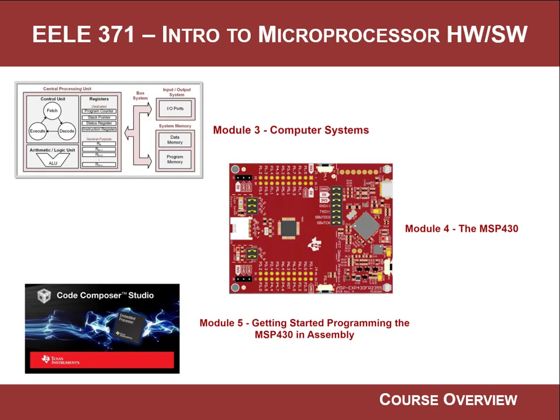Then module 3 is an overview of computer systems, all the main components of it. Then finally, we get into module 4, which is where we look at the specific computer that we are going to program in this class, the Texas Instruments MSP430. This is a beautiful little computer. This is a very widely used microcomputer, and it is awesome. It has everything that all computers need. It's not too much, it's not too little, and it's cheap.